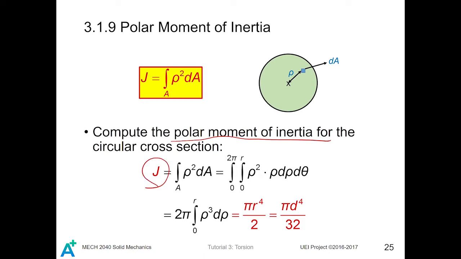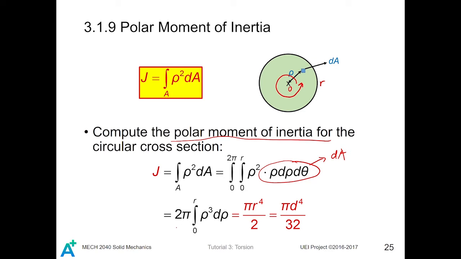J equals the integral of rho squared dA, which equals rho squared times rho d rho d theta. So this one is just simply dA. And we also consider the lower and upper limits of rho and theta. For rho, its range is from 0 to r, while for theta, it is from 0 to 2 pi. Therefore, the lower and upper limits of rho are 0 and r respectively. That of theta is from 0 to 2 pi.